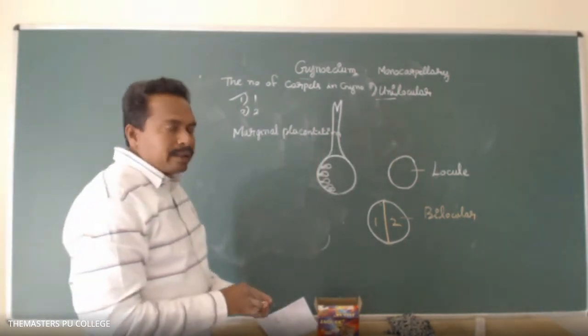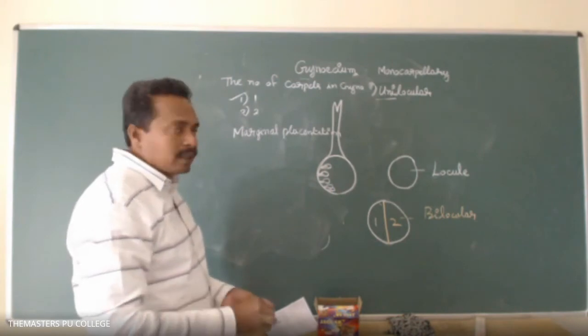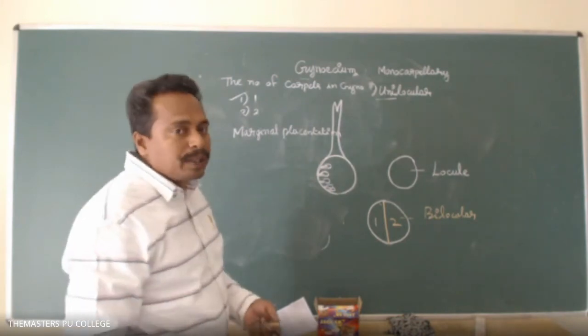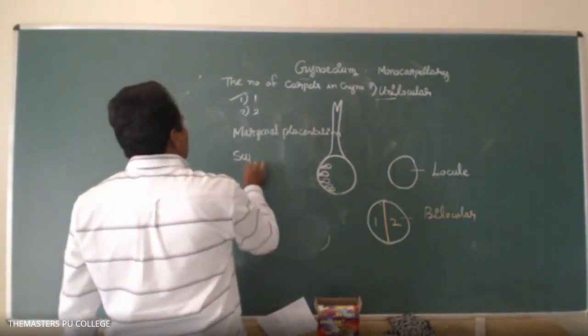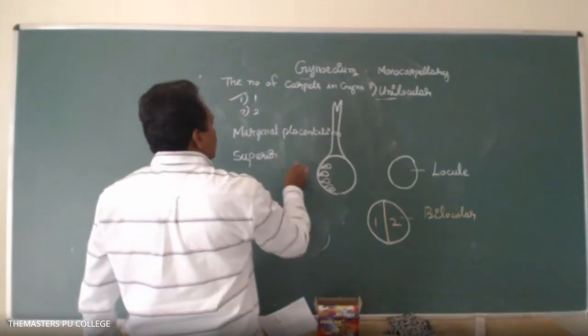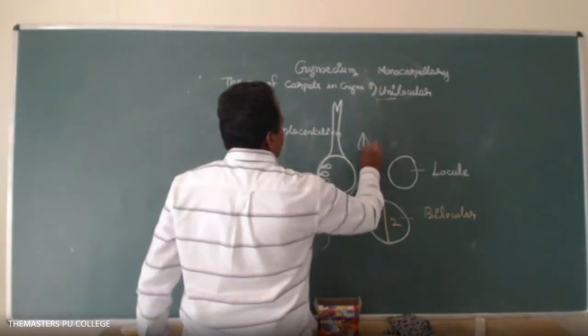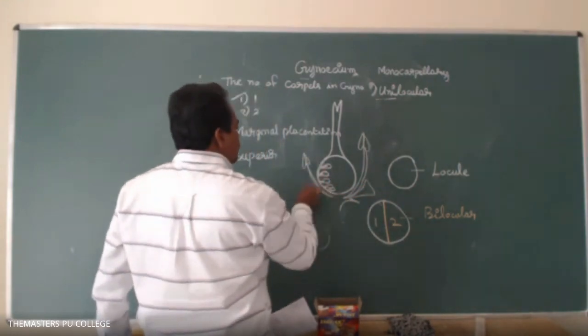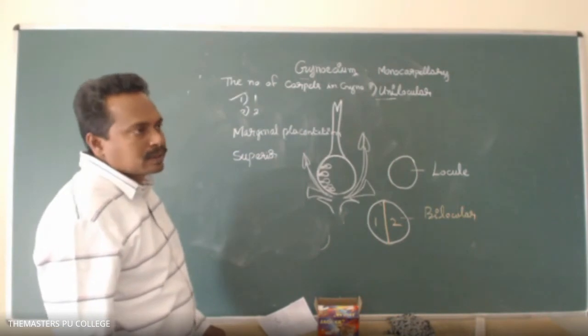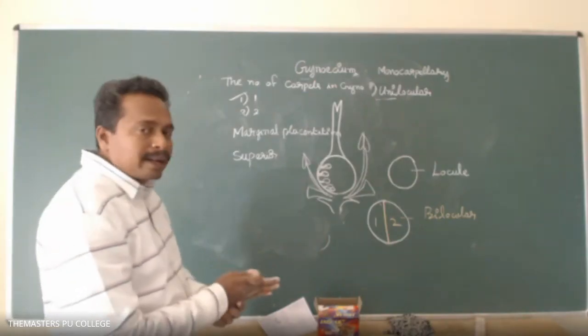So monocarpellary, unilocular, marginal placentation, and the ovary is superior, hypogynous. Sir, in Brassicaceae also the ovary is superior? Yes, superior ovary in Brassicaceae. Okay, sir. Brassicaceae has parietal placentation? Yes, that's parietal placentation.